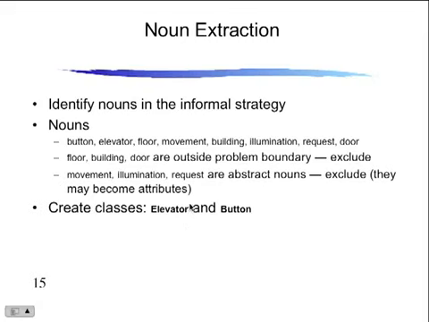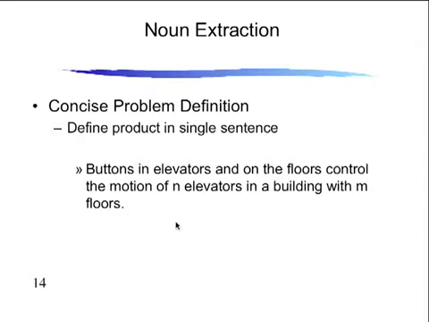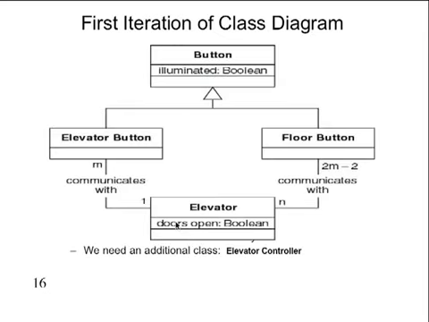Or let's just kind of create a couple that we know are going to exist. We know there's going to be an elevator, and we know there's going to be a button. So we mentally look at the list, I don't know if anyone really writes them down, and go, elevators and buttons, let's start there. So then we draw out our first iteration of the class diagram.